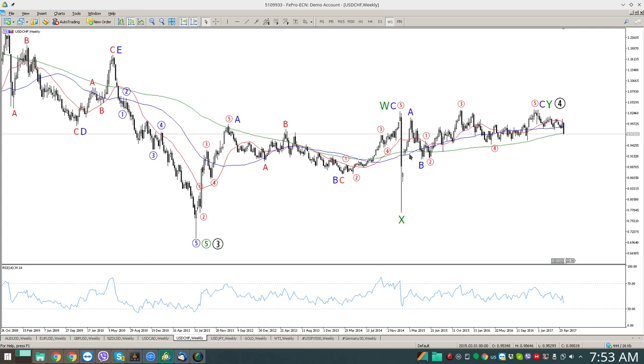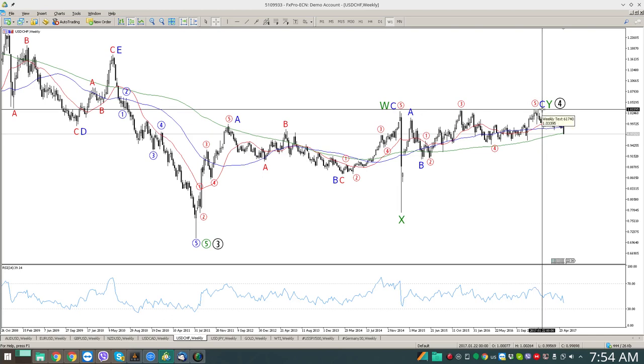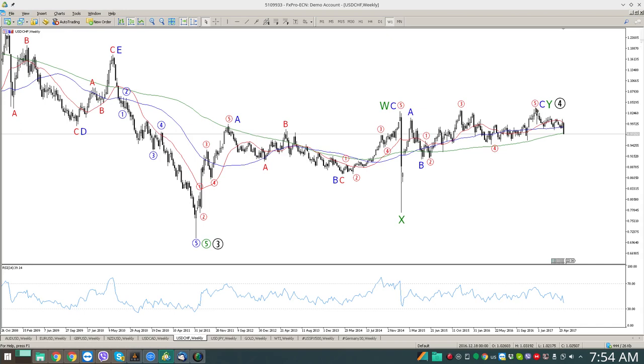This choppiness indeed took the form of an expanded diagonal, and this very small new high appears to be the end of wave 5, and also represents a double top pattern, or rather a triple top pattern: one top here, one top here, one top here, and then a reversal.